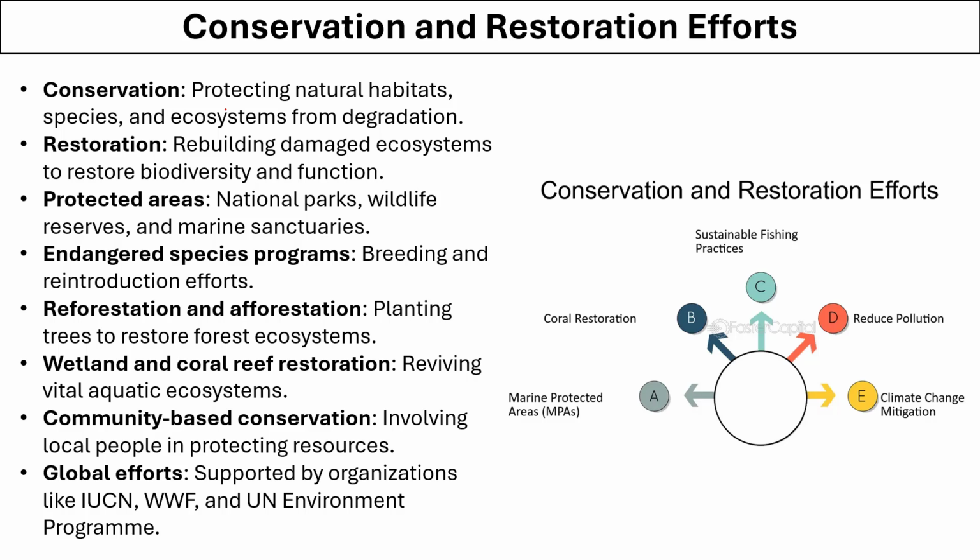Reforestation and afforestation aim at planting more plants so that we can create forests again which have been previously destroyed. Wetland and coral reef restoration aim at reviving the corals, and community-based conservation involves local people in protecting the resources around them. Global efforts are made by different international organizations to protect the environment and biodiversity.